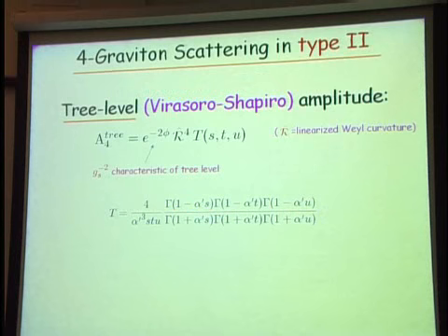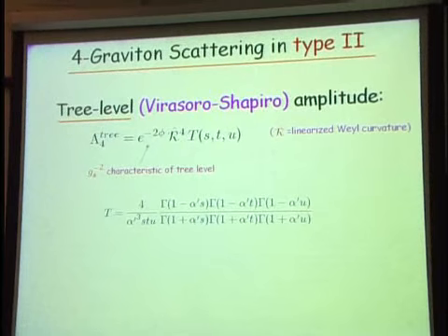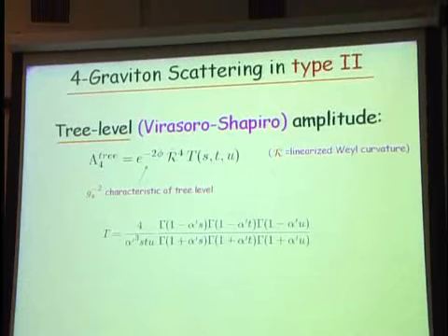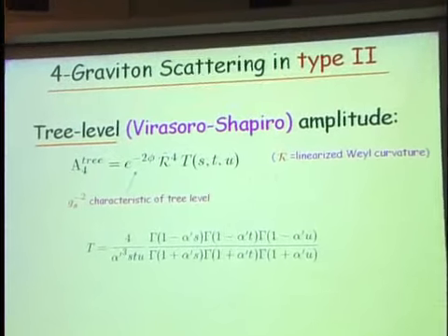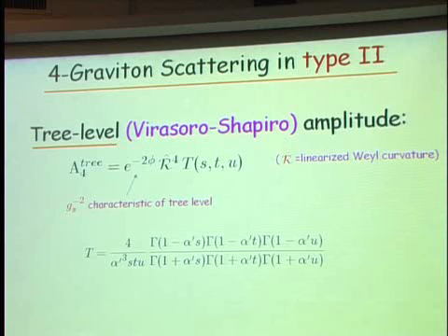So the tree level is simply the Virasoro-Shapiro formula. Gabriel's sitting there, I've got to of course say this is the closed string version of Gabriel's original theory, which was the open string theory. And you're all hopefully familiar with this formula. It's just a very trivial expression.